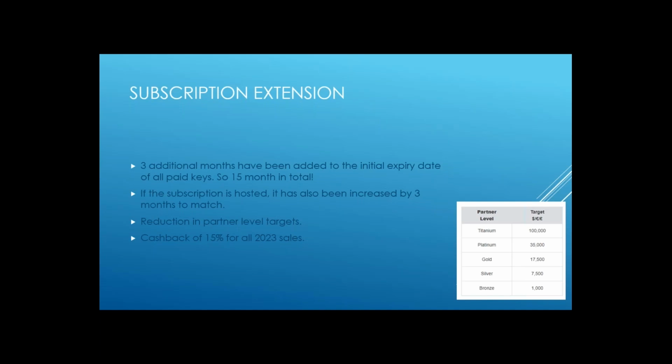And then as well, there is going to be cash back on all 2023 sales. This is going to be at 15%. So anything you sell, you'll be getting 15% back. Now that will be in 2024, so that will be a credit on your account. You'll be able to buy a couple of licenses with that money, depending on how much you spend.